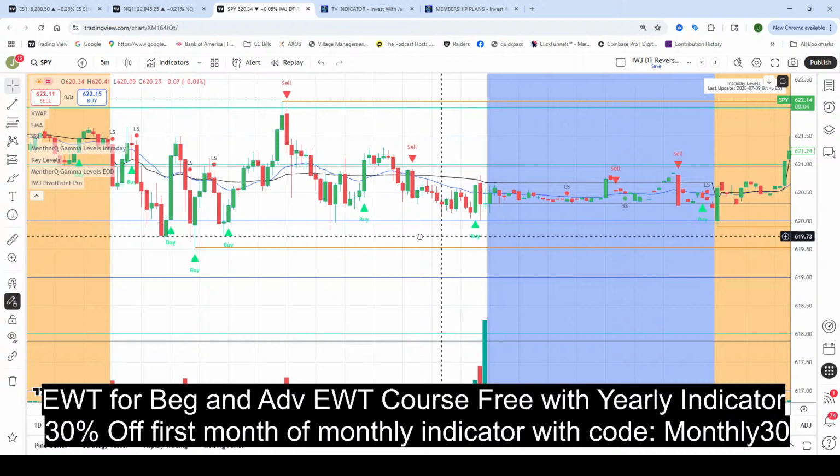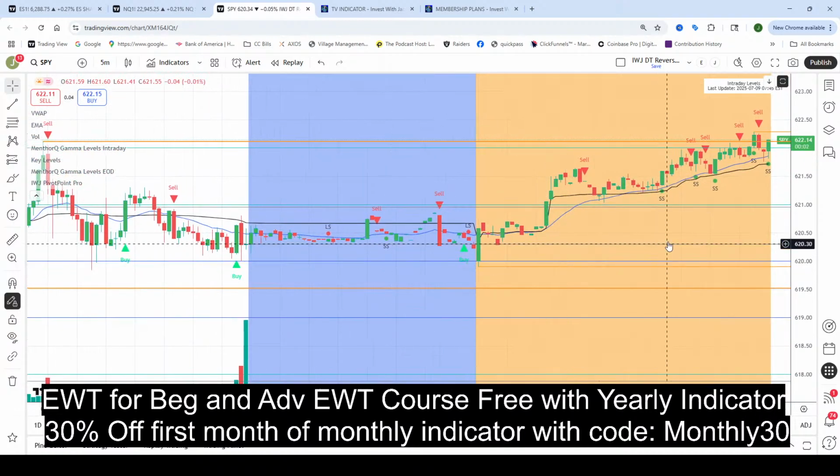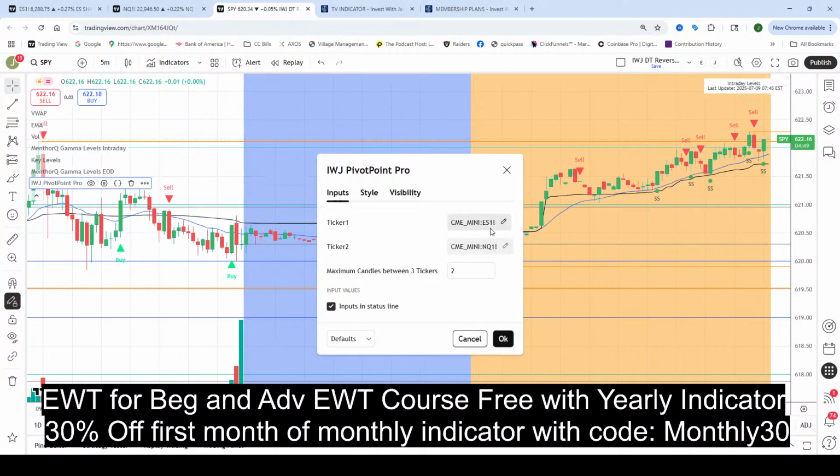So that's really what it aims to do. It is a reversal indicator, so it's looking for tops and bottoms. And if we go to the settings, you're going to see that we're also looking at the futures for the ES and the futures for the NASDAQ at the same time that we're looking at, in this case, the SPY. The reason for that is we want to see all 3 markets doing the same thing, because that indicates broad buying or broad selling, which gives you a much better chance at having a winning trade.